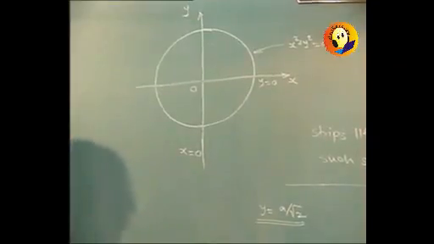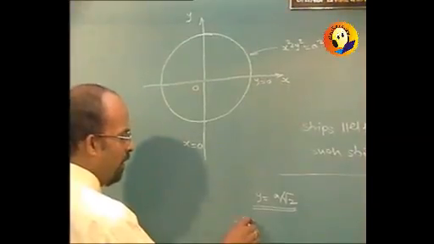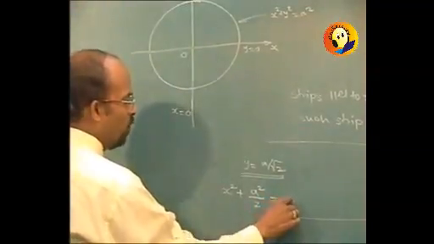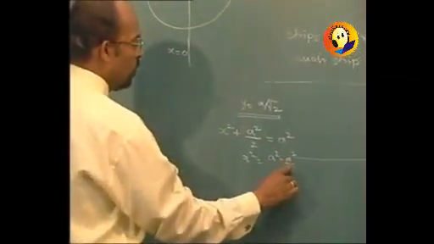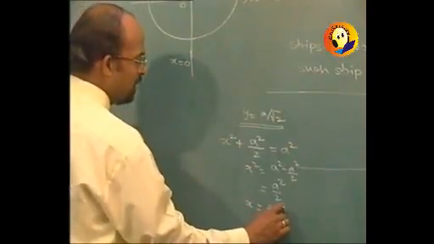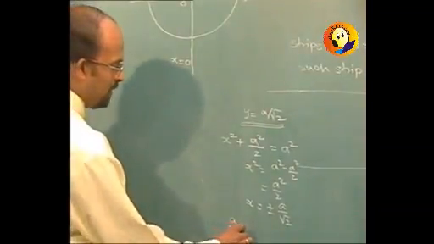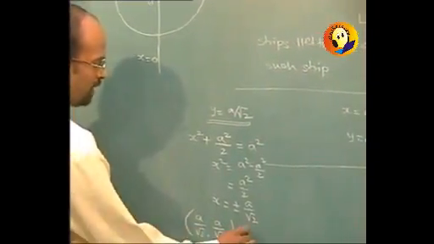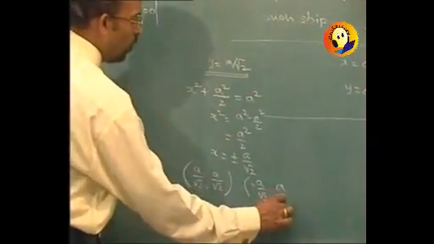So we will have to locate the corresponding point on the circle, and for that we are going to substitute this value of y in the equation of the circle, which gives us x square plus a square by 2 equal to a square, that is x square equal to a square minus a square by 2, which is again a square by 2, and so x comes out to be plus or minus a upon root 2. So there will be 2 points of intersection. One has x coordinate a upon root 2 and y coordinate a upon root 2, and the other intersection point will be minus a upon root 2 and a upon root 2.